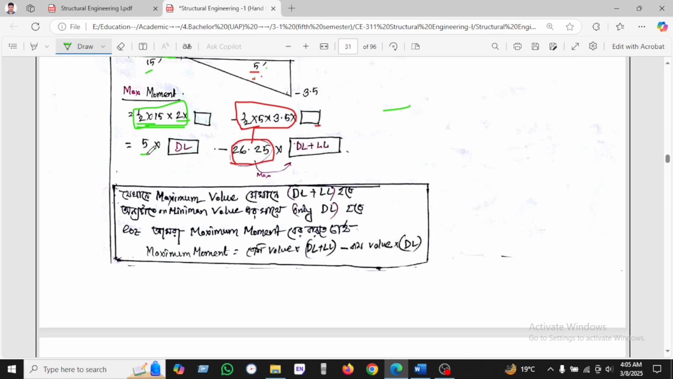So we are using only dead load here, as we have taken the small number, and the bigger number we have found, the maximum value. That's why we will use dead load plus live load at the maximum. So we can see here, where there is a maximum value, then we will use dead load plus live load. Otherwise, where there is only a minimum value, there will be only dead load.